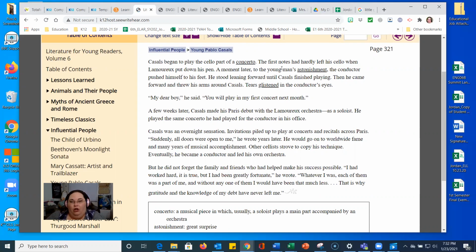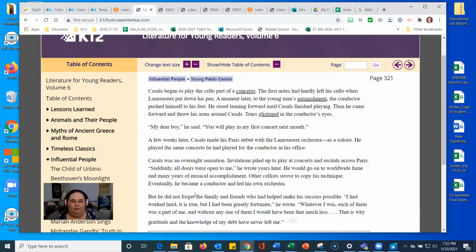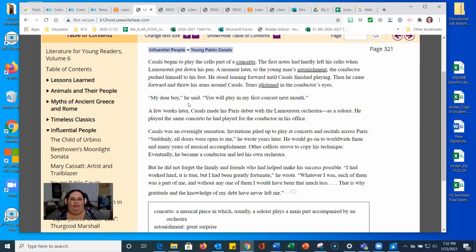The first notes had hardly left his cello when Lamoureux put down his pen. A moment later, to the young man's astonishment or surprise, the conductor pushed himself to his feet. He stood leaning forward until Casals finished playing. Then he came forward and threw his arms around Casals. Tears glistened in the conductor's eyes. So glisten means sparkled. "My dear boy," he said, "you will play in my first concert next month."